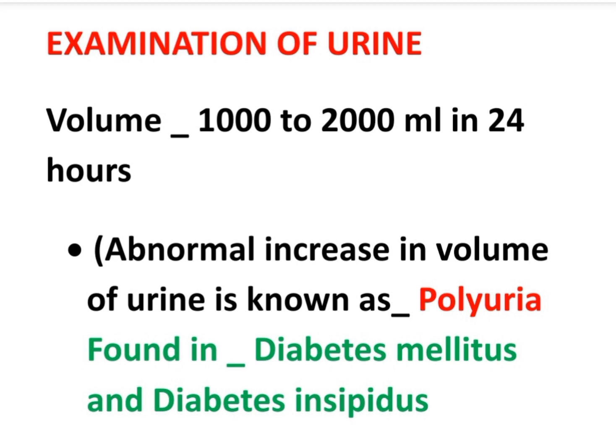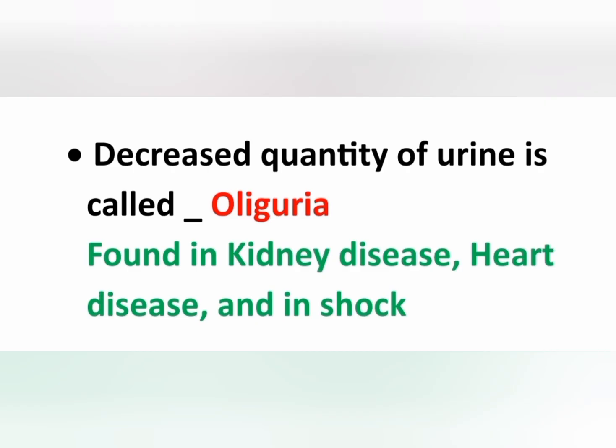Diabetes mellitus, one of the cardinal signs of diabetes mellitus is polyuria, and also this polyuria is seen in diabetes insipidus. And the next point, decreased quantity of urine is known as oliguria, and this is mainly found in heart disease, kidney disease and in shock. Okay, that is oliguria. Oliguria means decreased quantity of urine.